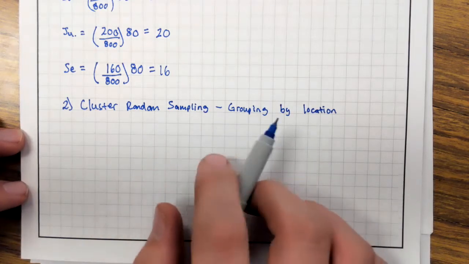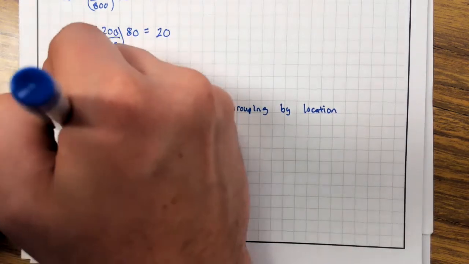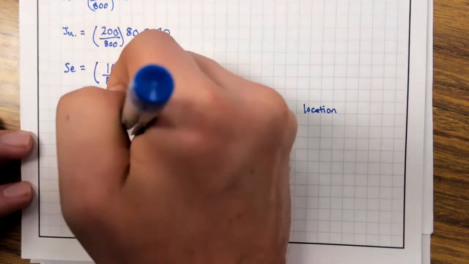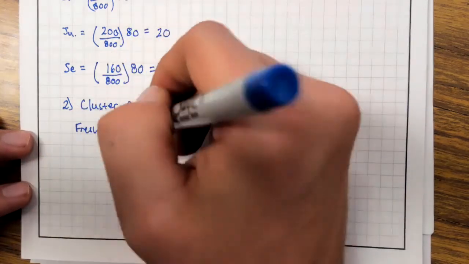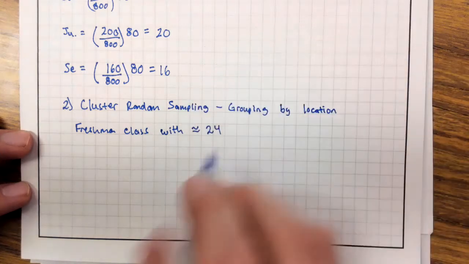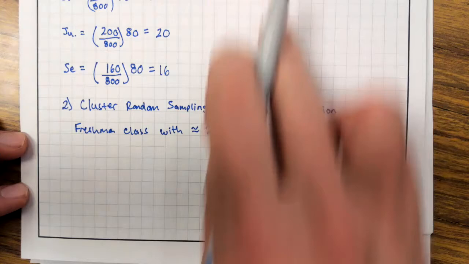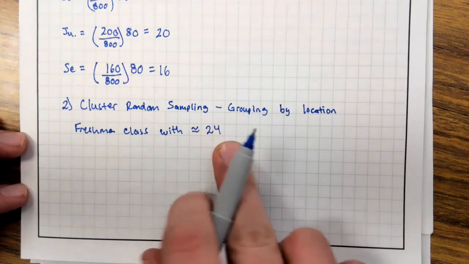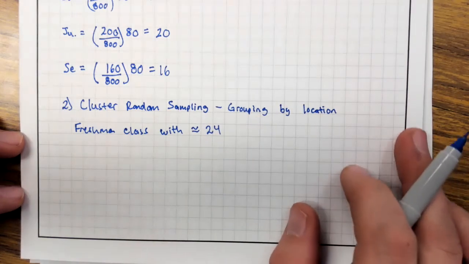Like you have English 9, English 10, English 11. So what you could do, for your clusters, is randomly select a freshman class with approximately 24 students. So you have this list of freshman classes to choose from. Maybe you get the ones that are pretty close to 24 students, and then from that list, randomly select one of those.